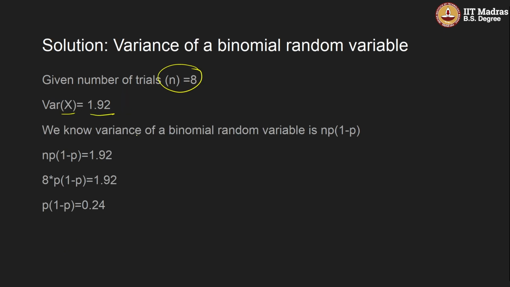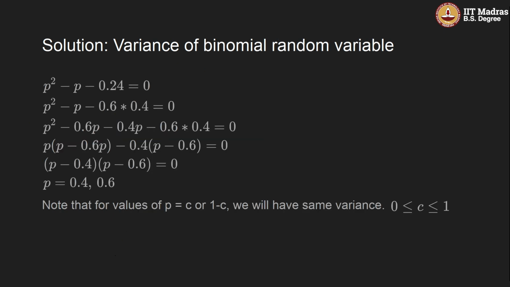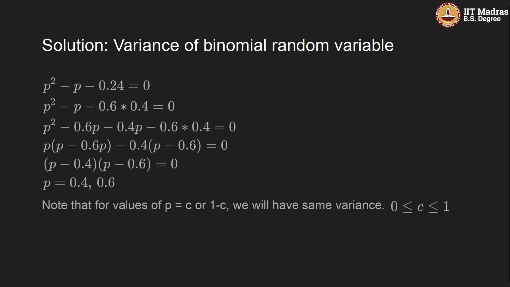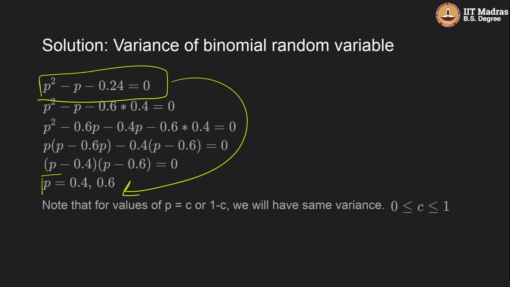We know the variance in the case of a binomial random variable: it is np(1 minus p). So from here we can write that np(1 minus p) will be equal to 1.92. The value of n is given to us, so from here we can find the value of p. When we put the value of n here, we will get a quadratic equation in terms of p. We will solve this quadratic equation, and the roots, or the values of p, will be 0.4 or 0.6. So two possible values are here for p.